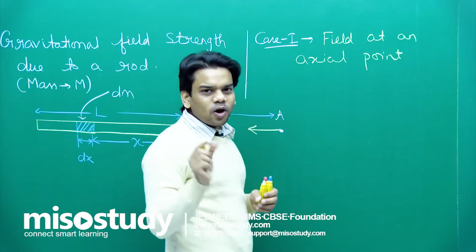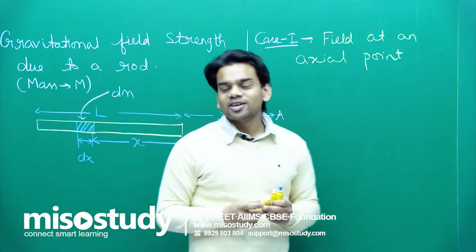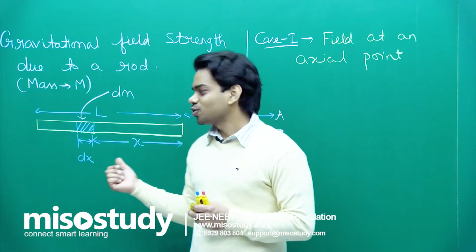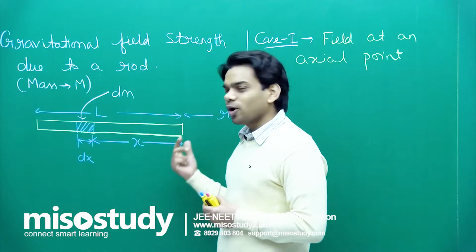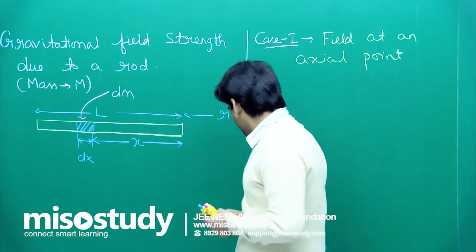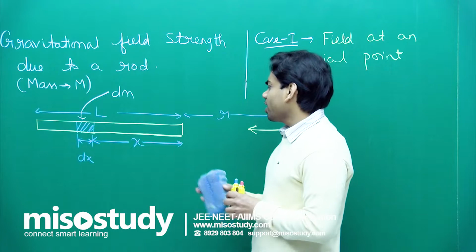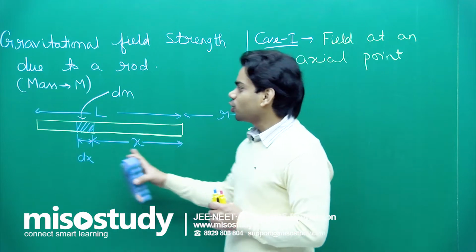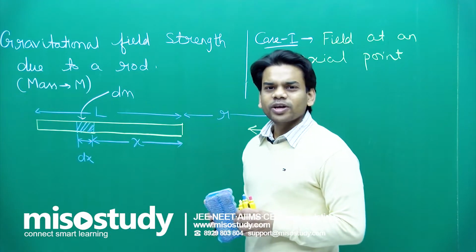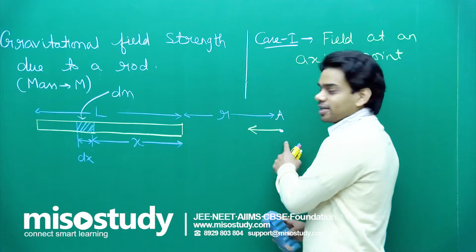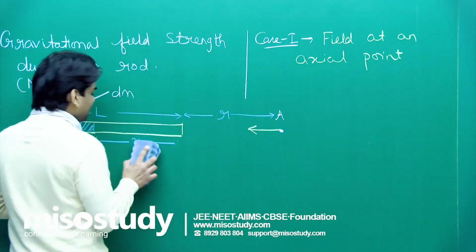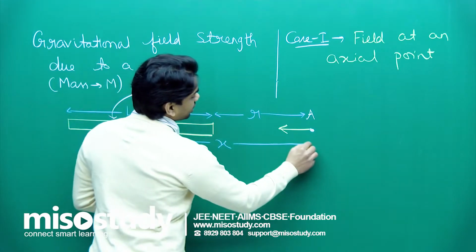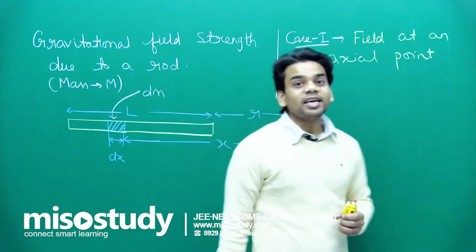Now we have taken a small particle of mass dm at a distance of x from one end of the rod. Now x has to vary. As x varies, you can find the entire gravitational field strength due to the entire rod. If x is 0, this part will lie here. When x equals capital L, this part is going to lie here. Since we are finding the field from point A, can we measure this length from this point A to simplify our calculation?